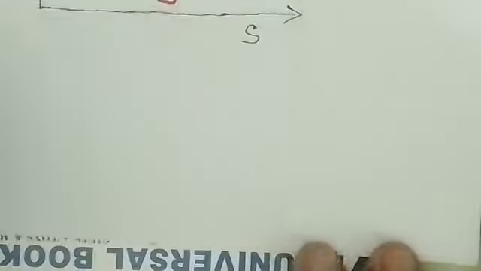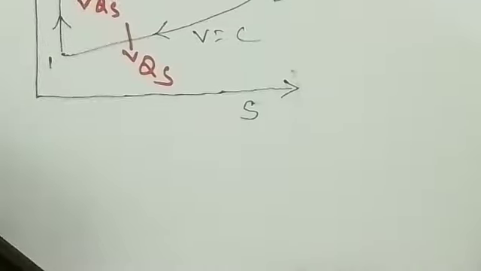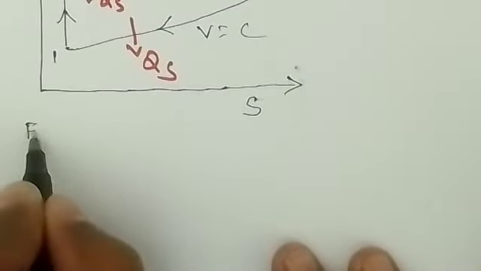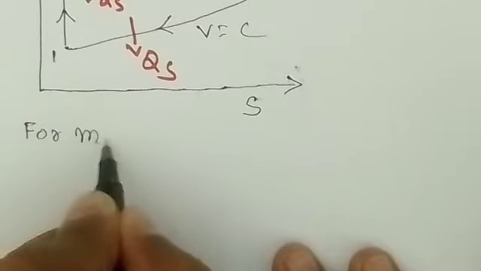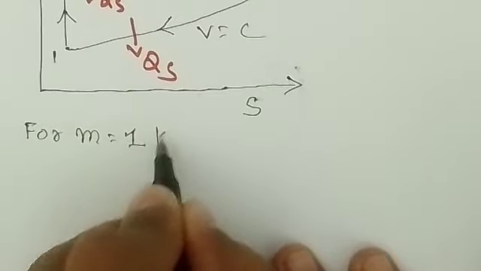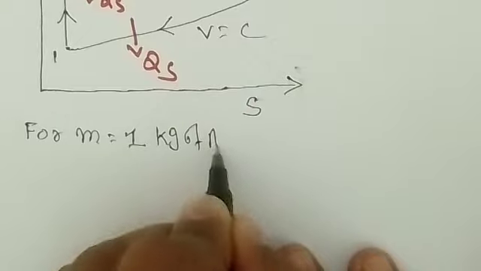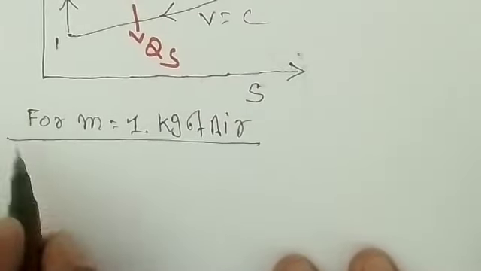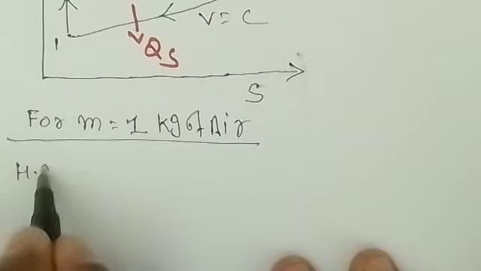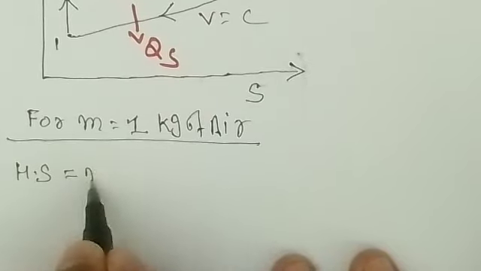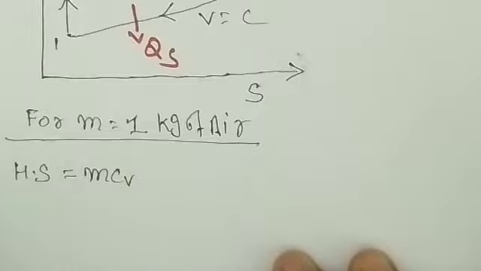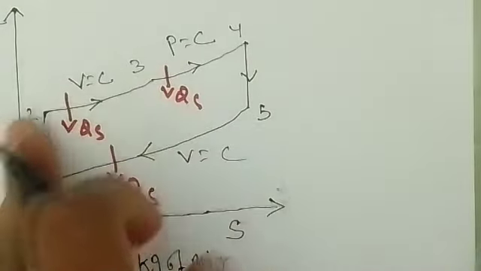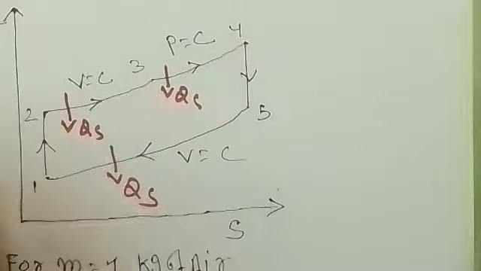So we will consider the mass m as 1 kilogram, so m is equal to 1 kilogram of air. It means you take in 1 kilogram of air. Now heat supplied, HS, is equal to mCV from constant volume, from 2 to 3, and then mCP at constant pressure from 3 to 4.